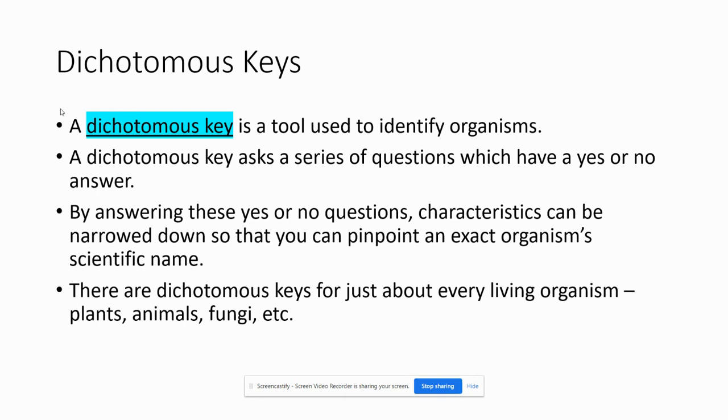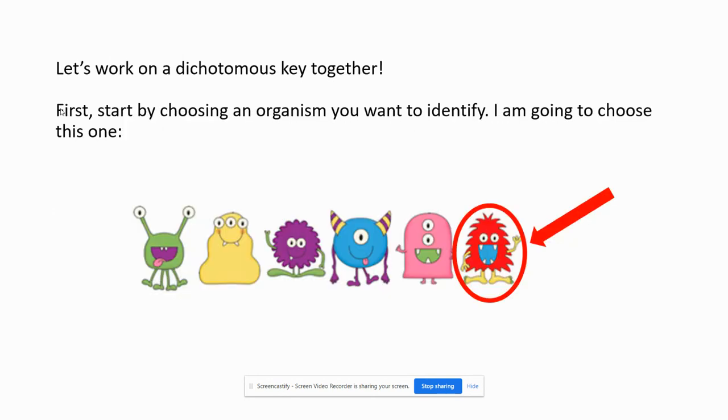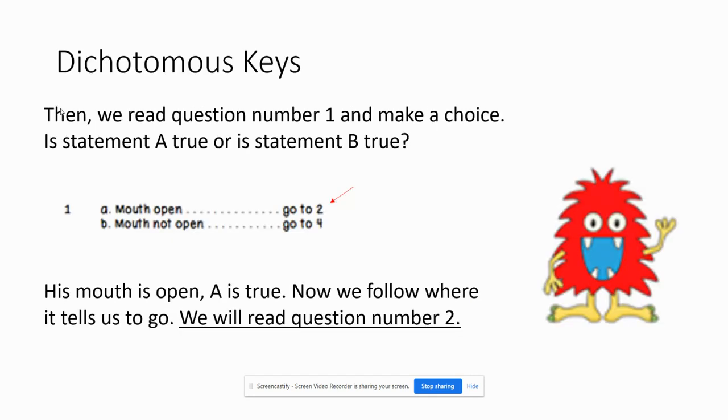I've used dichotomous keys in pretty much every class that I ever took. And they're a really great tool to have because they make it a lot easier to find out what a scientific name is. So we're going to work on a simple dichotomous key together. The first step in any dichotomous key is choosing an organism that you want to identify. So I have this group of 6 aliens right here, and I'm going to pick the alien on the end that's circled in red. So first you choose one of the organisms.